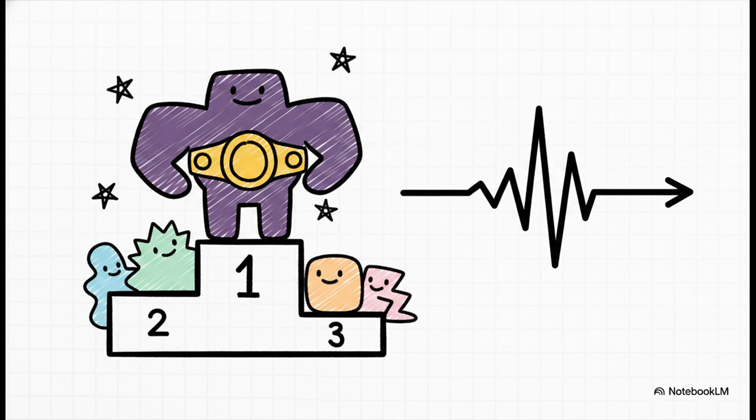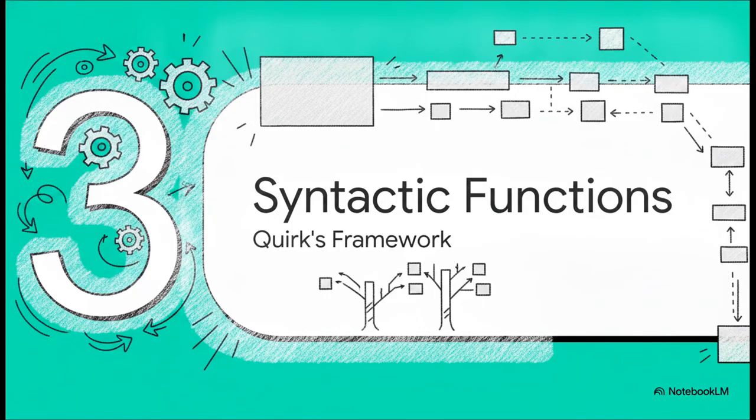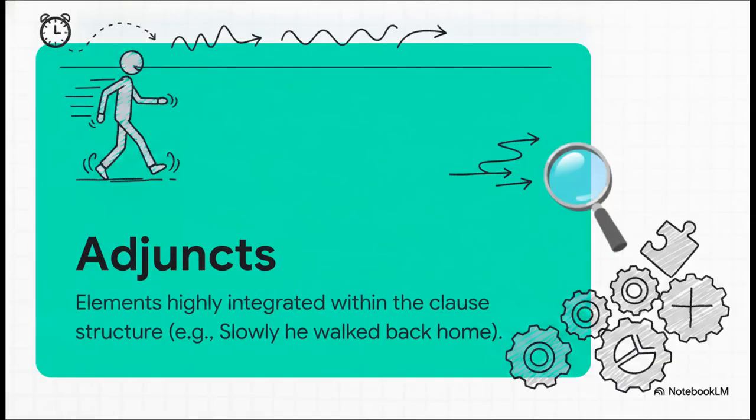In American English, adding these derivational suffixes often triggers a stress shift, so the adjective primary morphs into the adverb primarily. Next up, Section 3, Quirk's syntactic functions. All right, let's shift gears from how adverbs are built to what they actually do inside a clause. The renowned linguist Randolph Quirk breaks adverbials down into 4 functional categories based on how integrated they are.